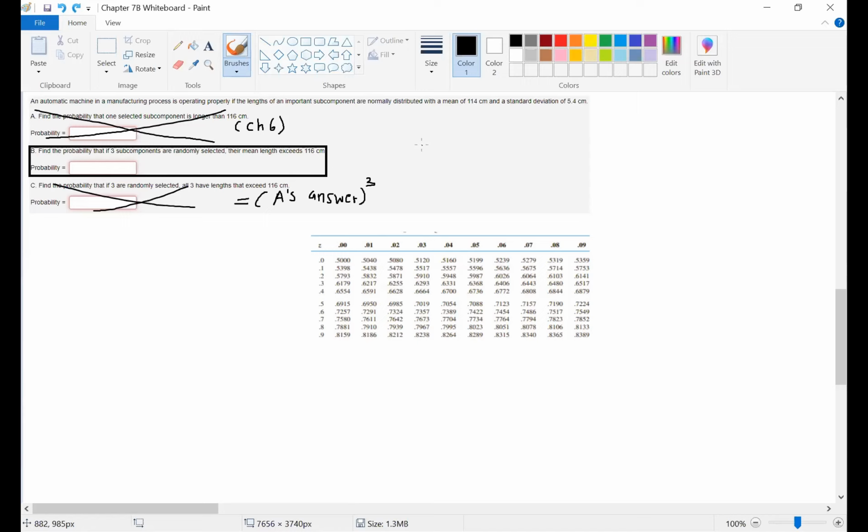But I'll just tell you, if you want to make life easy on yourself, part A is just a review of chapter 6. Part C is your answer from A to the power of 3 in this particular example. If it said all 4 have lengths that exceed 1/16, then B to the power of 4. Let's focus on part B though. That's what I want to discuss.